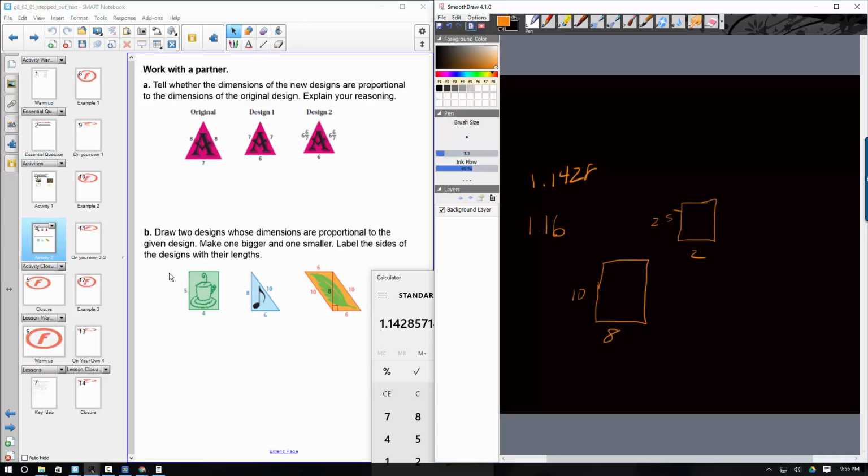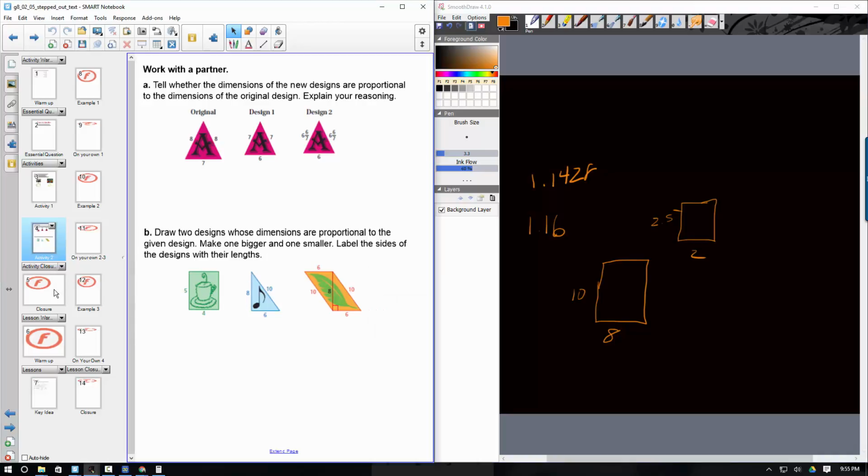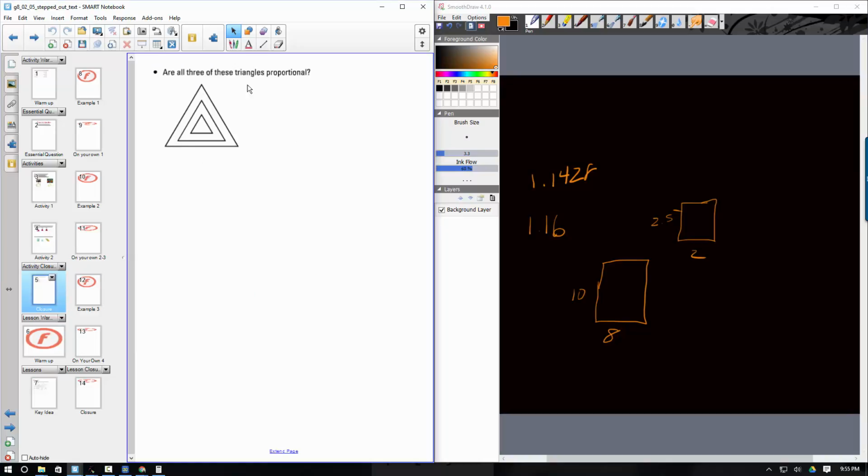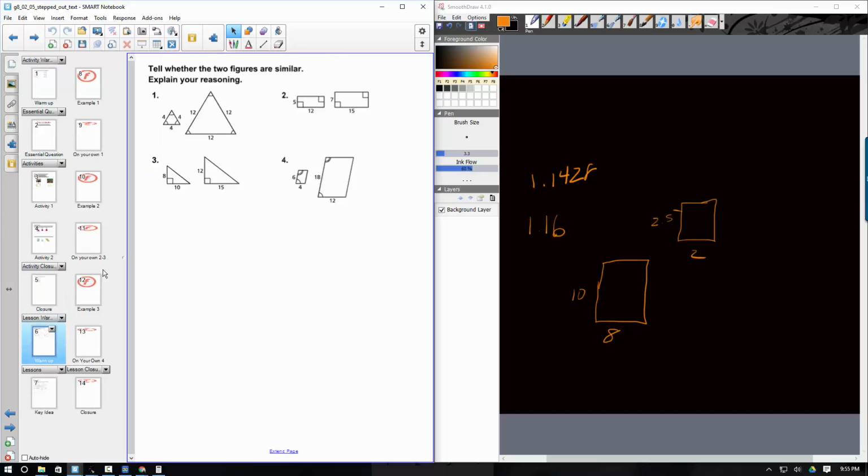You can apply any scale factor you want as long as you are doing it to both of these. It will work. Are all three of these triangles proportional? Yeah, it has the same shape, different size, but they have the same angles. So yep, it is. We're going to go through here and it says, are they similar? Remember, similar means that they might not be the exact same size, but they're the same shape.